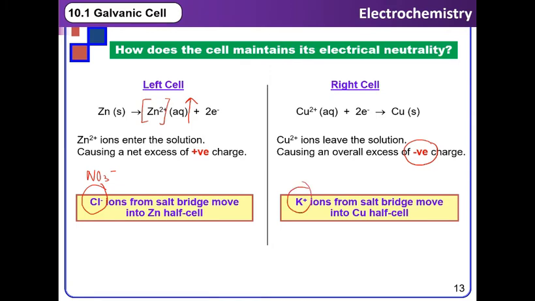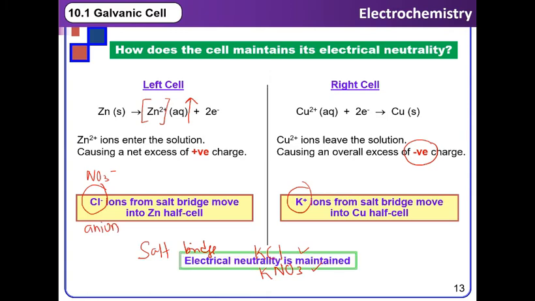Jadi salt bridge boleh terdiri daripada KCl solution ataupun potassium nitrate solution. So dalam gambar tadi kita guna potassium nitrate dan dia juga boleh jadi potassium chloride. Jadi maknanya di sini, anion from the salt bridge. So as a result, the electrical neutrality is maintained.